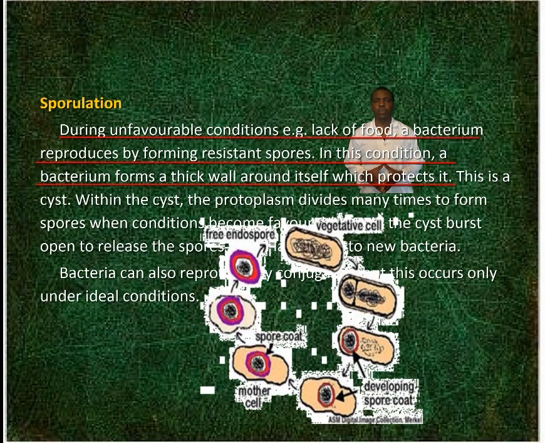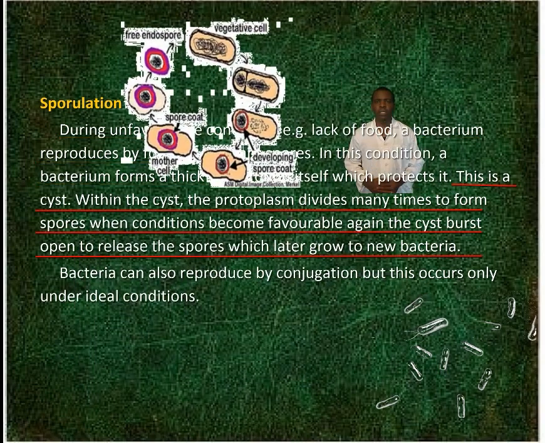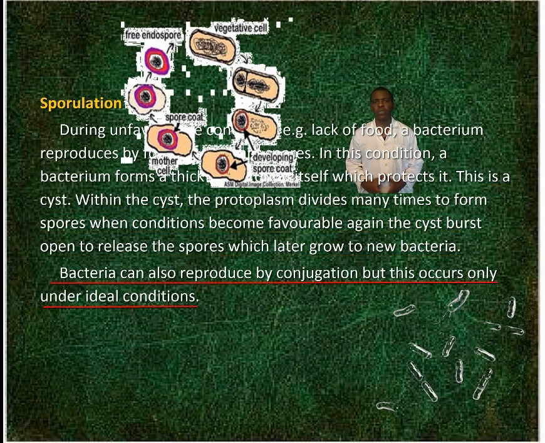Sporulation. During unfavorable conditions, example, lack of food, a bacterium reproduces by forming resistant spores. In this condition, a bacterium forms a thick wall around it which protects it. This is a cyst. Within the cyst, the protoplasm divides many times to form spores. When conditions become favorable again, the cyst bursts open to release the spores, which later grow to new bacteria. Bacteria can also reproduce by conjugation, but this occurs only under ideal conditions.